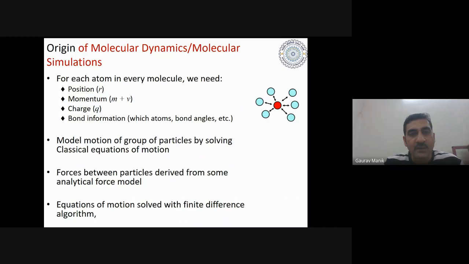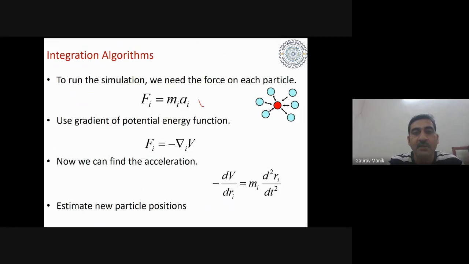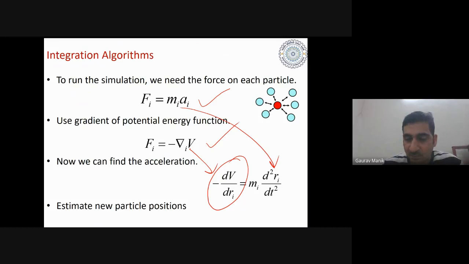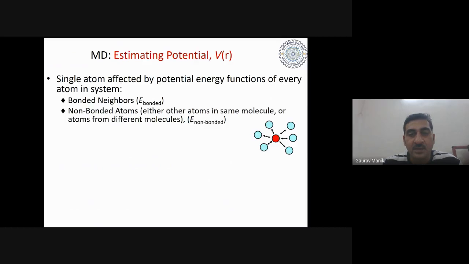What you essentially have to do, as I've already said, is that you need position, momentum, charge, and bond information, and you have to solve the classical equations of motion. Forces between particles are derived from some analytical force model, and equations of motion are solved with a finite difference algorithm. So F is equal to ma. Force is nothing but the gradient of the potential energy function, so you may write dV by dr as equal to ma. Force is dV by dr, and m times a is m times d square r by dt square. Based on this, you can estimate the new particle positions.